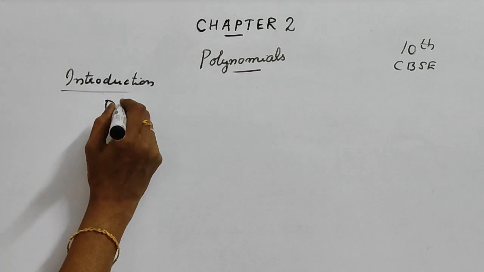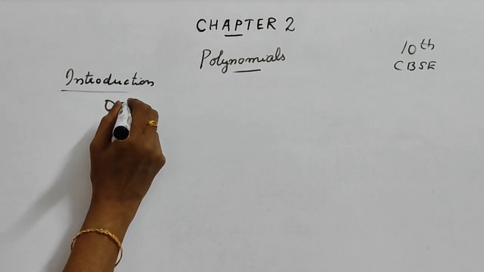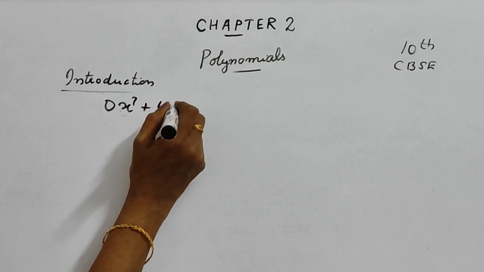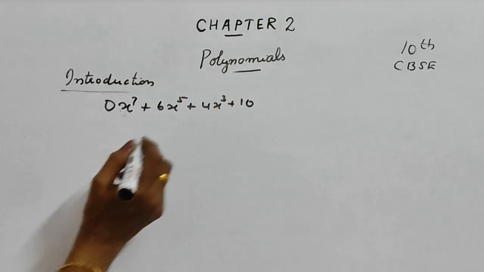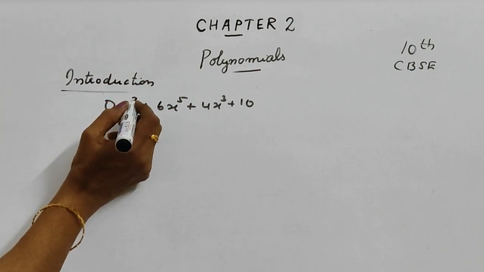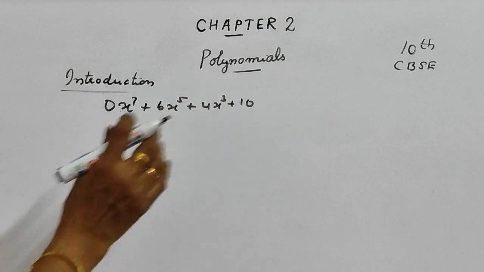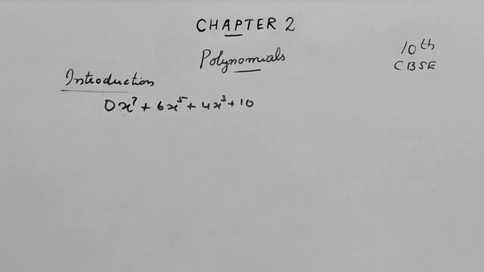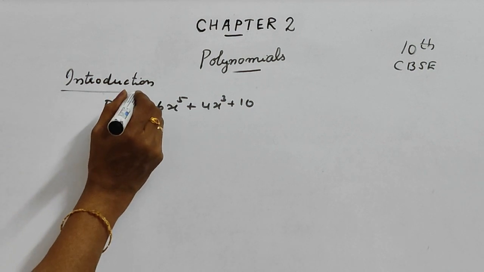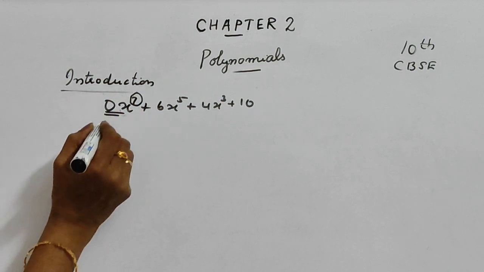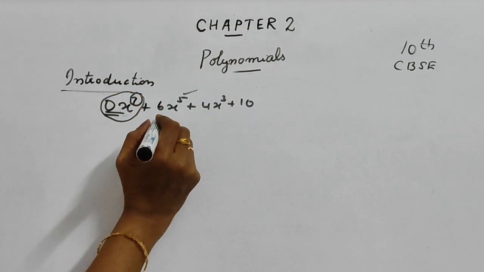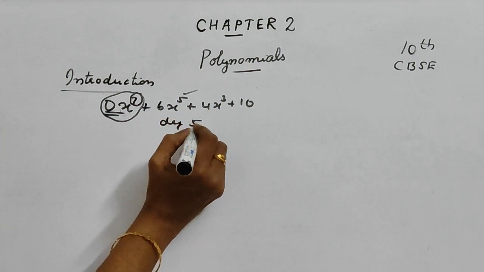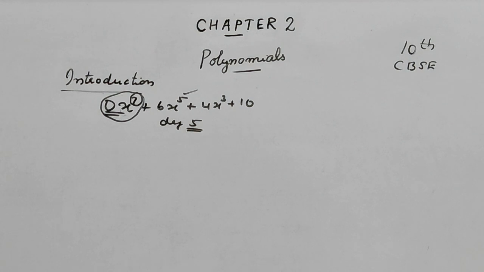See, consider this type of polynomial. 0 x raised to 7 plus 6 x raised to 5 plus 4x cube plus 10. See, here 7, 5, 3. Here the variable term is 0. So, the highest power is 7, but the coefficient is 0, which means that whole term is 0. So, next highest is 5. So, its degree is 5. Okay? Understood?